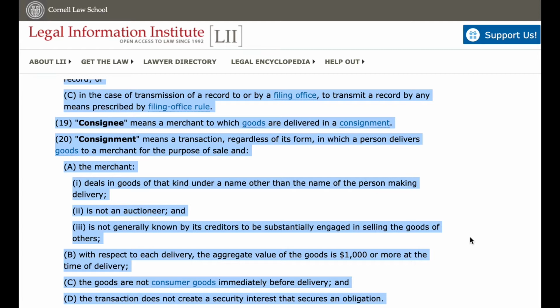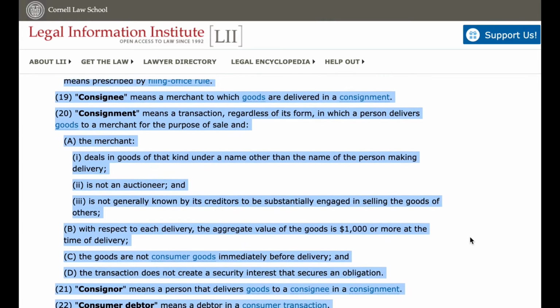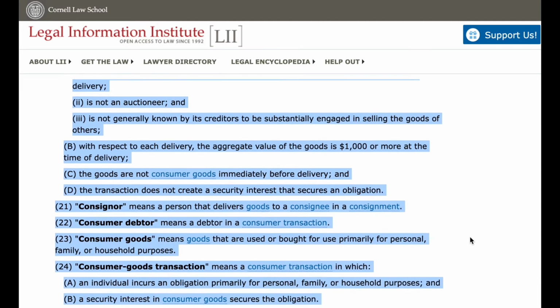20. Consignment means a transaction, regardless of its form, in which a person delivers goods to a merchant for the purpose of sale and: a. the merchant (1) deals in goods of that kind under a name other than the name of the person making delivery, (2) is not an auctioneer, and (3) is not generally known by its creditors to be substantially engaged in selling the goods of others; b. with respect to each delivery, the aggregate value of the goods is $1,000 or more at the time of delivery; c. the goods are not consumer goods immediately before delivery; and d. the transaction does not create a security interest that secures an obligation.